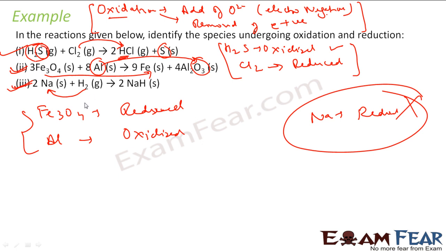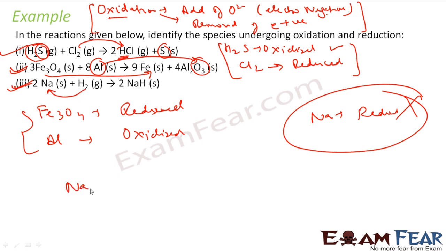Please note, with the current definition which we have learned till now, oxidation is addition of an electronegative element and removal of an electropositive element. With that, we are not talking about electron transfer now. Just with this definition, it looks like sodium got reduced and hydrogen got oxidized. But that is not the case.